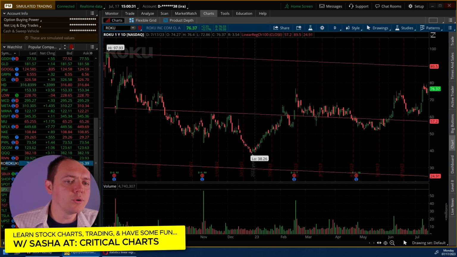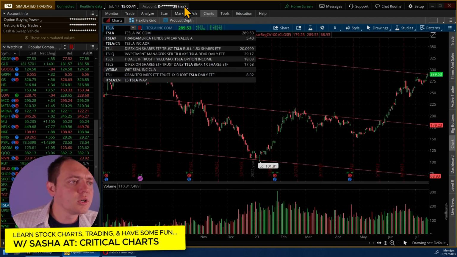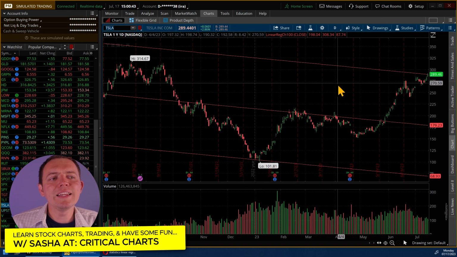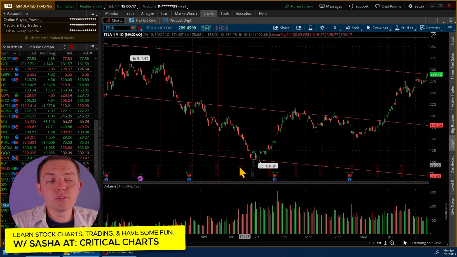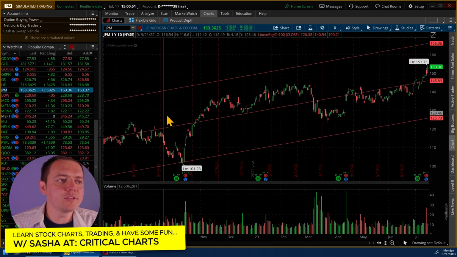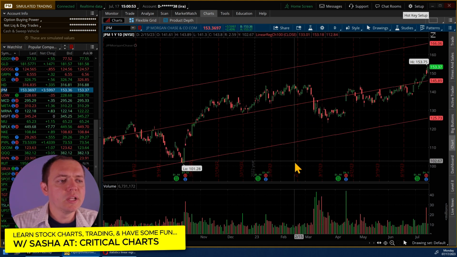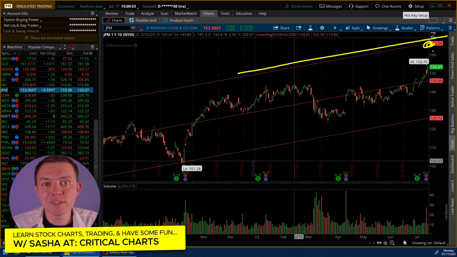Here's Roku, and we can look at the SPY. We can look at Tesla here. So point being is that these linear regression lines give you an idea and indication when we're coming into some low points or some high points. You don't have to be a rocket scientist to use them. You're just asking, are we extended near this top zone? And if you are, it's probably a good time to take some profits.